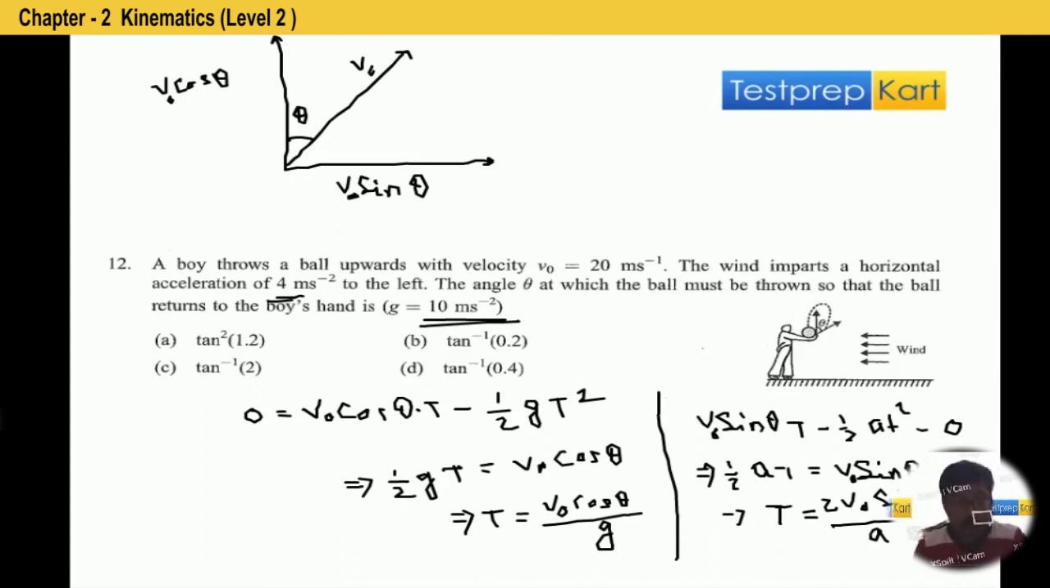Question number A, tan square 1.2 is wrong. Question number B, tan inverse 0.2 is wrong, tan inverse 2 is wrong, tan inverse 0.4 is the correct answer. Let's check the next question.